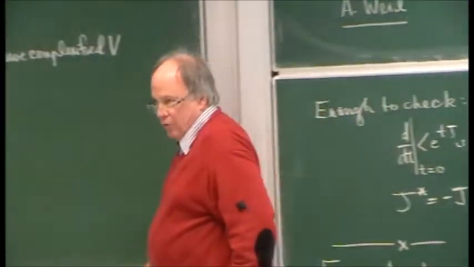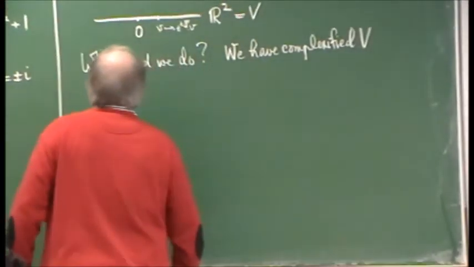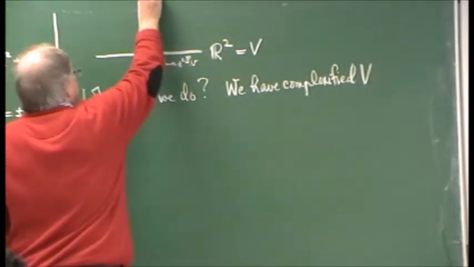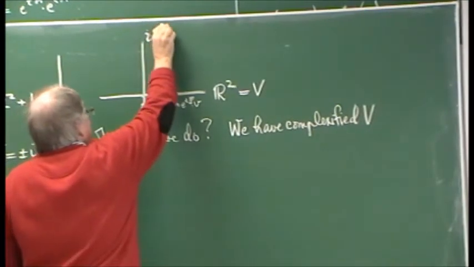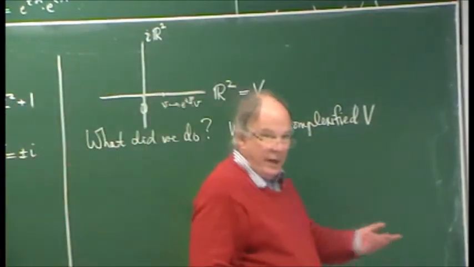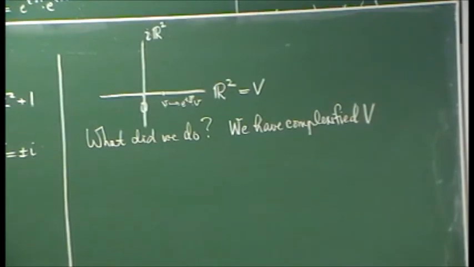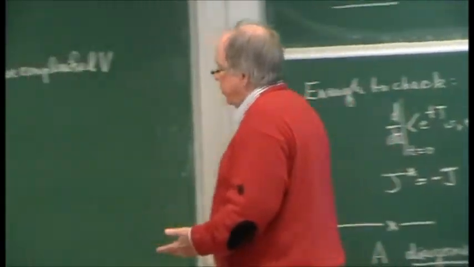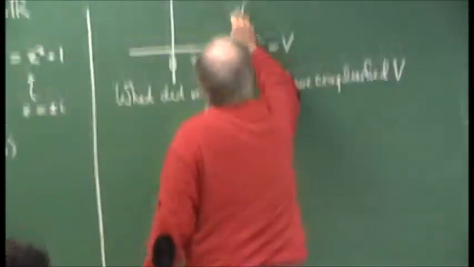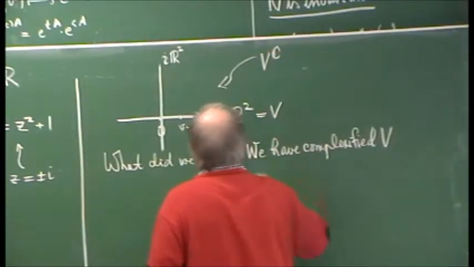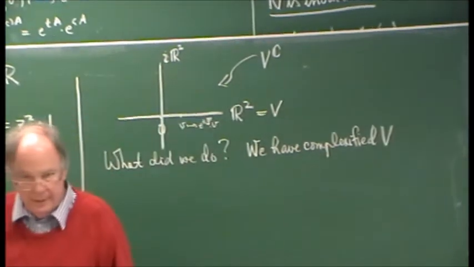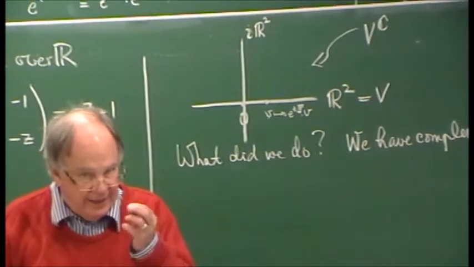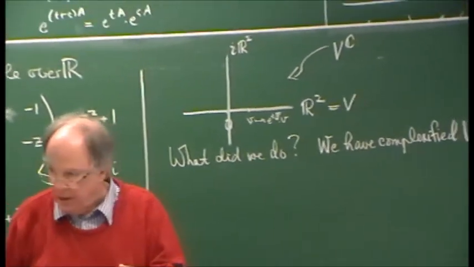Well, Gauss also told us what to do. Gauss said, well, that's the whole thing. If you complexify something, you better add i times R2. So you have the construction of the complexification, which we might call V_C, the complexified vector space. Okay. The scalars are suddenly complex numbers.